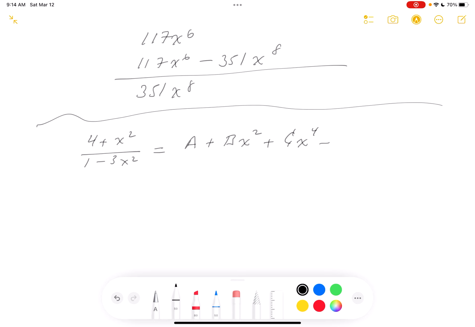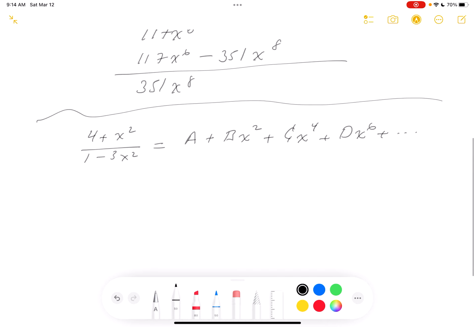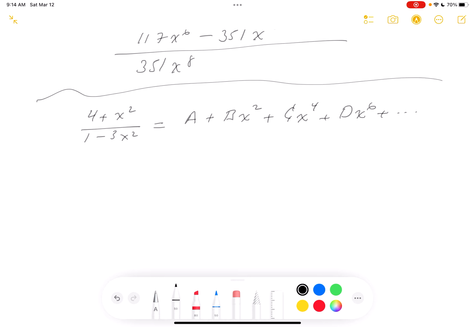And then what do you get? You get a 6th power, and so forth and so on. I put dot, dot, dot there. Now someone says, how do you do that? Well, clear the fraction. I'll do that for you. I know this is difficult.